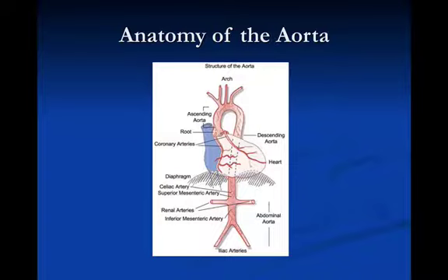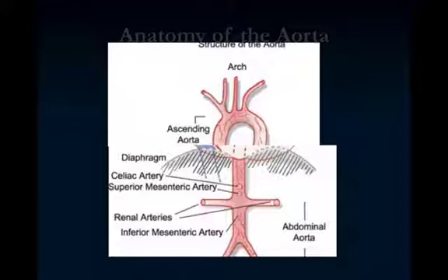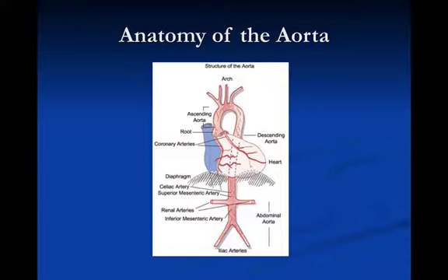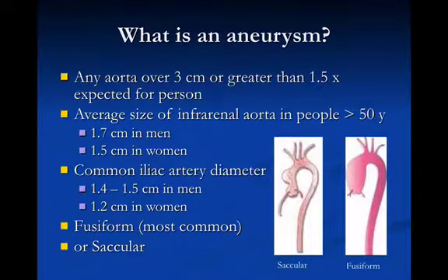So the anatomy of the aorta, mostly we're going to talk about the abdominal aorta, but we will peek upon the ascending aorta and the arch of the aorta as well. So first of all, what is an aneurysm? Any aorta over 3 centimeters or greater than 1.5 times what is expected for a person is considered an aneurysm.